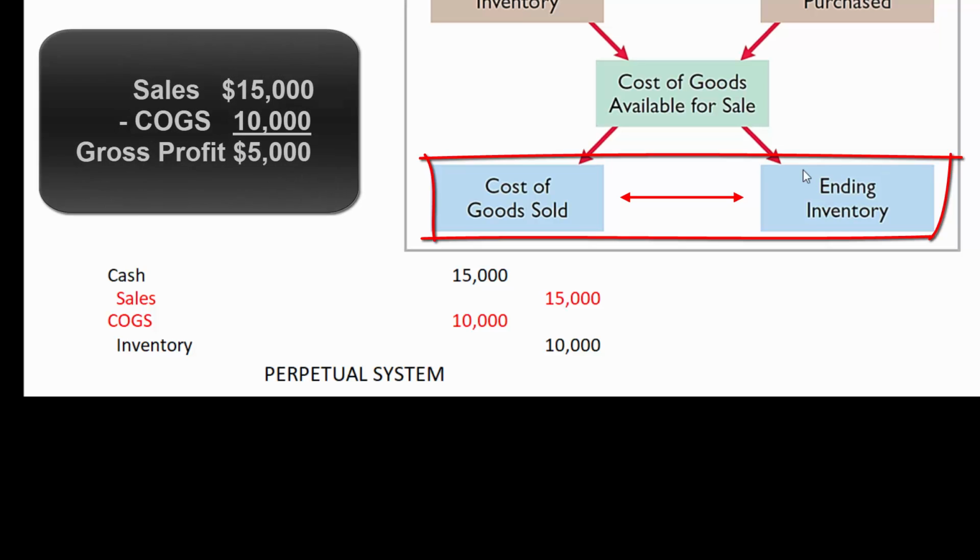If we did an income statement at that moment in time, we'd have revenue of $15,000, sales of $15,000, minus our expense of $10,000, cost of goods sold of $10,000. So we'd have gross profit of $5,000.